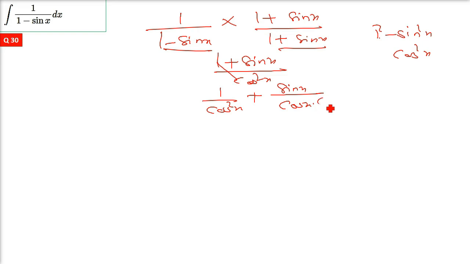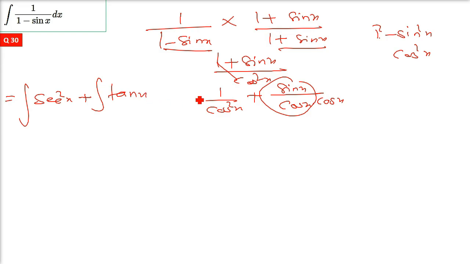So you need the standard result which can be integrated. This 1 by cos square x is sec square x. Sin x by cos square x can be written as sin x by cos x into 1 by cos x, this is tan x and 1 by cos x is sec x. So we have the standard result for this integration. Sec square x integrates to tan x, and sec x tan x integrates to sec x, with the constant of integration. This is the standard result.